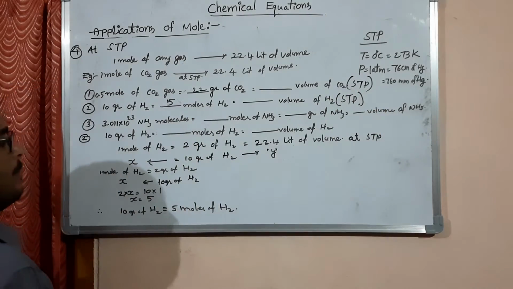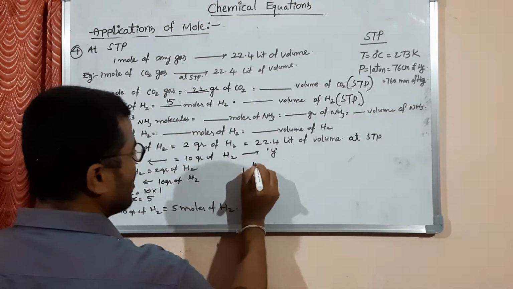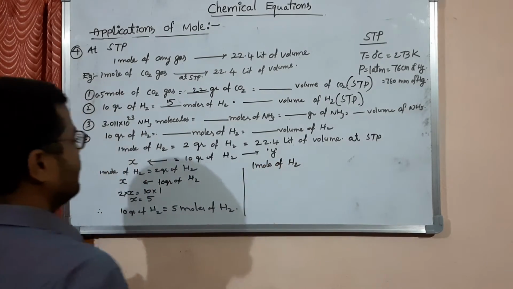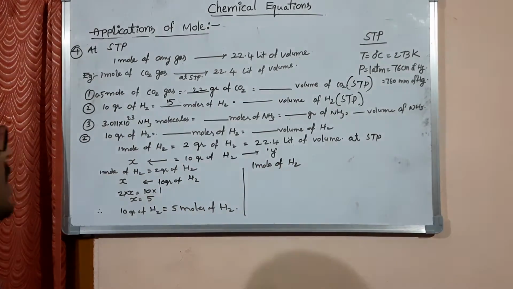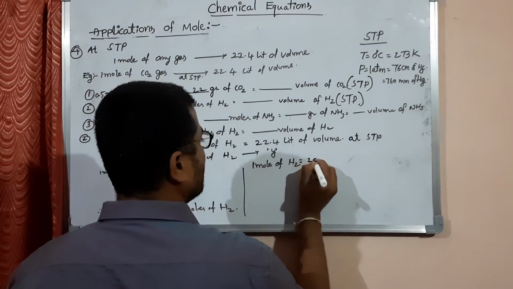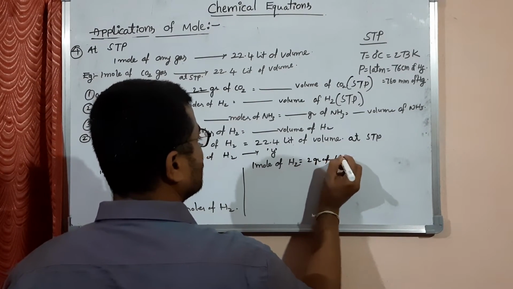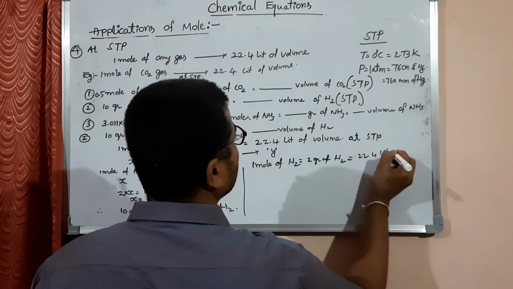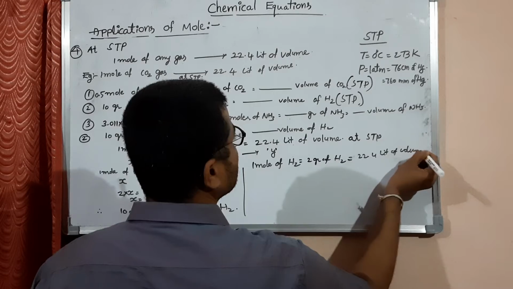See here, I am taking 1 mole of hydrogen. 1 mole of hydrogen is equal to 2 grams of hydrogen. 2 grams of hydrogen is equal to 22.4 liters of volume at STP.